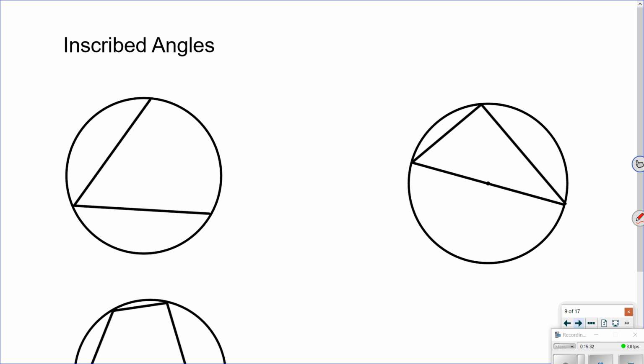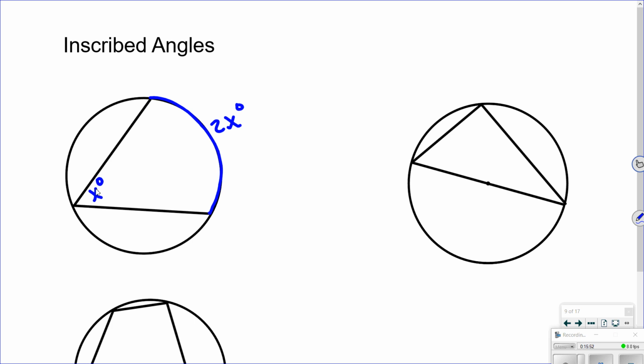Inscribed angles are pretty simple. If I have an inscribed angle, don't mix them up with central angles. Whatever this angle is, let's say this angle is x degrees, then this arc would be 2 times x degrees. So the arc that the angle intercepts is always double the angle.